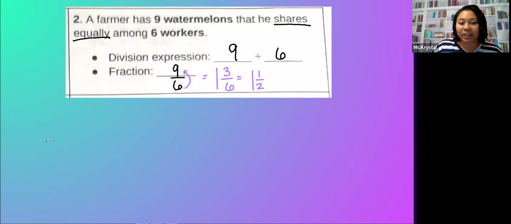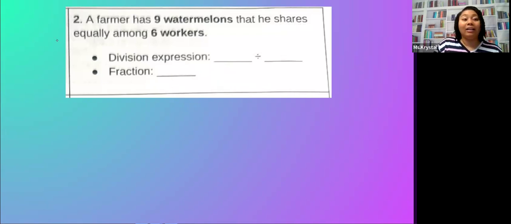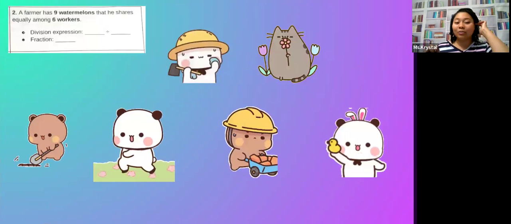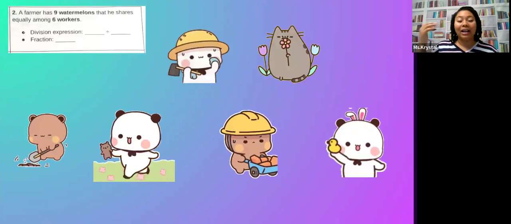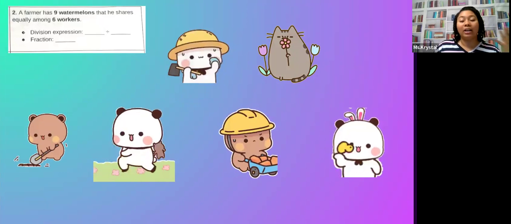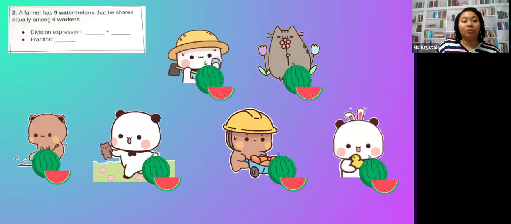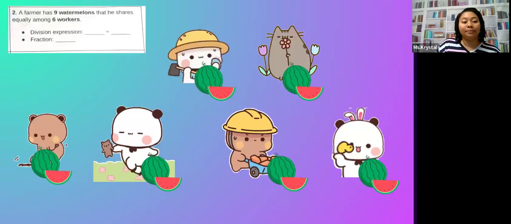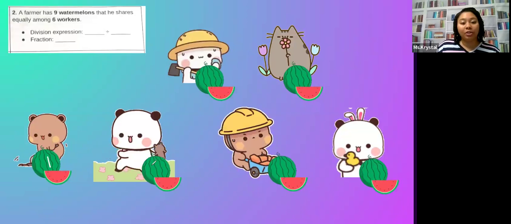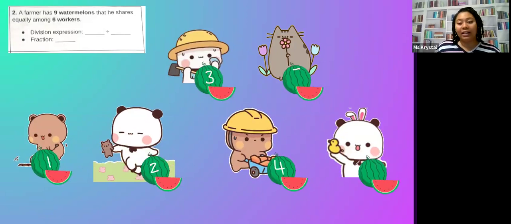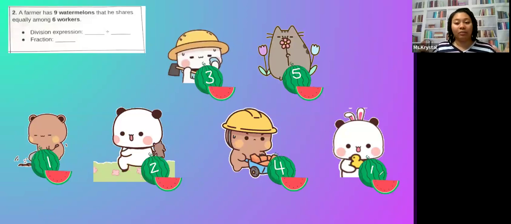But if that was a little tricky and you're like, 9 watermelons divided by 6 workers, I still don't understand how they got 1 and 1/2, let's take a look. I have some workers here. Aren't they so cute? So here's our 6 workers, 1, 2, 3, 4, 5, 6. And now we're going to give them 1.5 of a watermelon. So here's their 1.5 of a watermelon. So let's group together how many watermelons we have so far. So I have 1, 2, 3, 4, 5, and 6 whole watermelons to start off with.